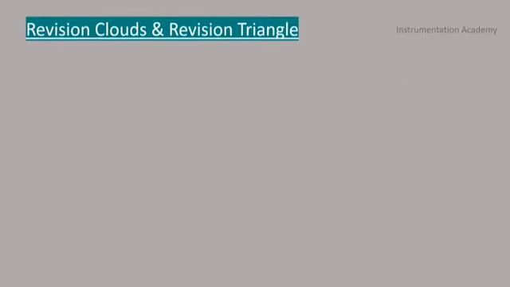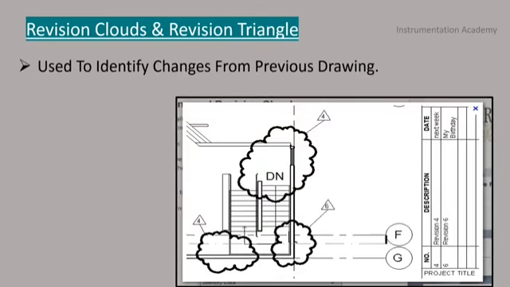Revision clouds and revision triangles. There are two common methods of indicating revision changes made in a drawing. The first is the cloud method, where each change made in a drawing is enclosed by a hand-drawn cloud shape. The second method involves placing a triangle with the revision number inside it next to the portion where revision changes are made.